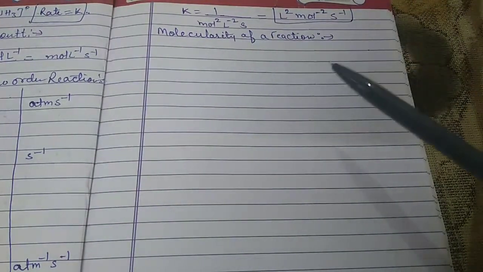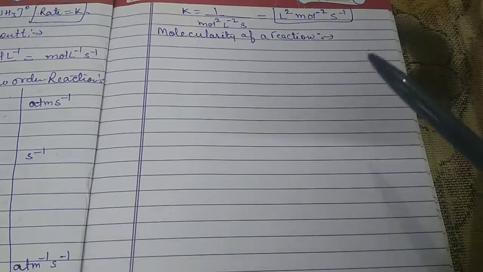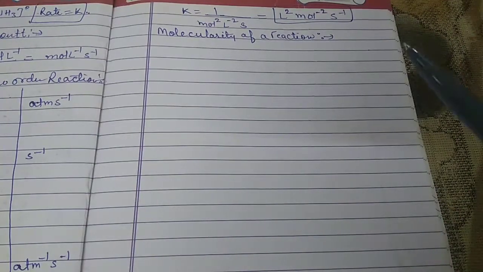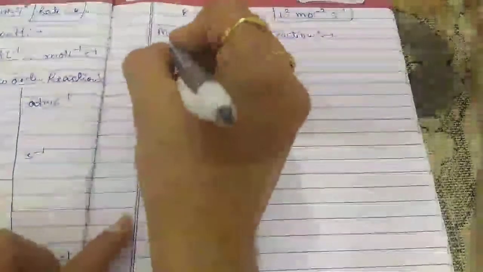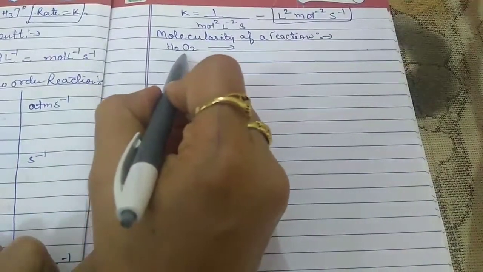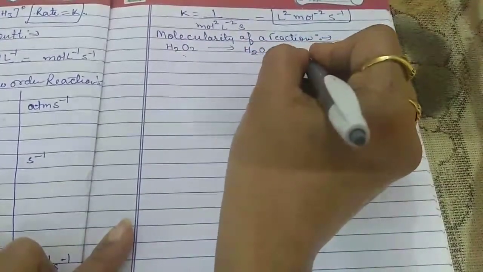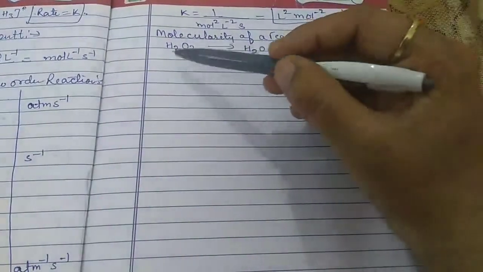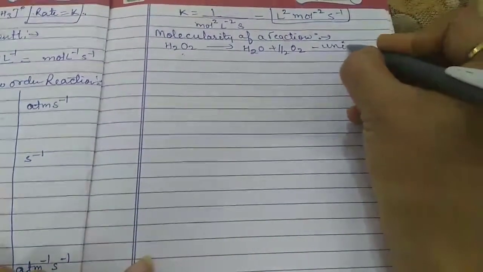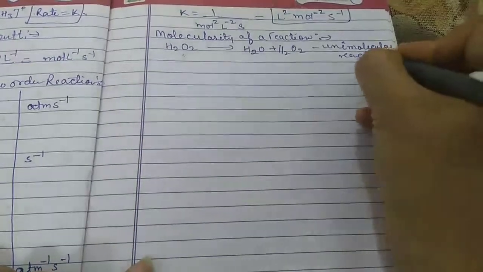So for example, the decomposition of hydrogen peroxide involves a single species which undergoes the change to form the product. The formula for hydrogen peroxide is H2O2. Now here it is a single species which undergoes decomposition to give the product, and the product is H2O plus half O2. Since here only a single species undergoes decomposition, that's why it is known as unimolecular reaction. Uni means 1. This is a unimolecular reaction.